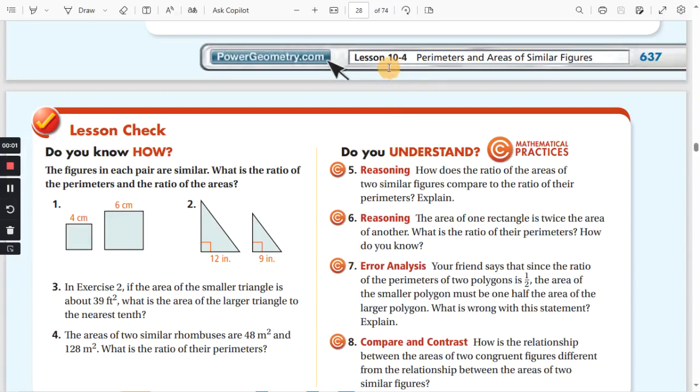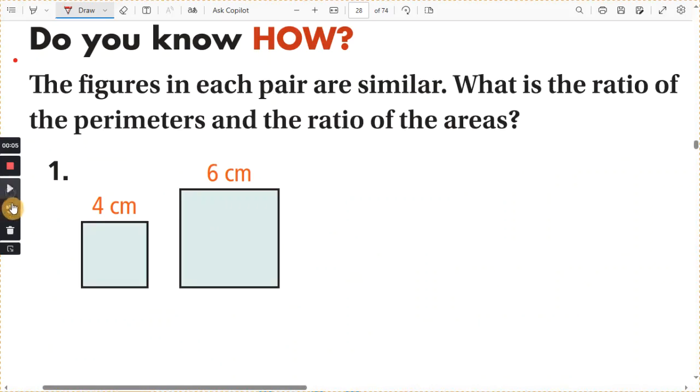All right, we're in chapter 10-4. Let's look at problem number 1. So it says the figures in each pair are similar. What is the ratio of the perimeters and the ratio of the areas?